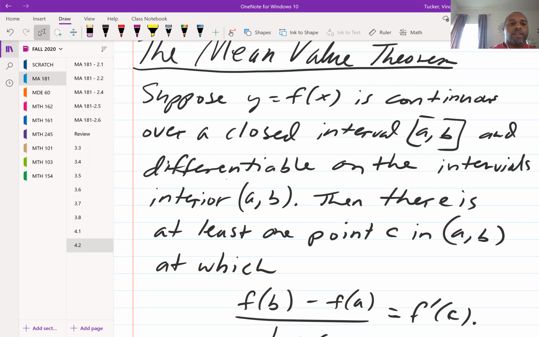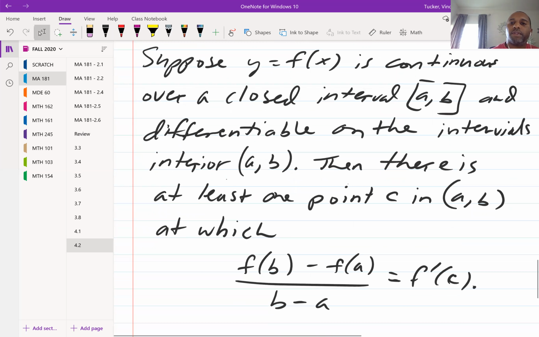All right, the mean value theorem. Suppose y equals f of x is continuous over a closed interval and differentiable on the interval's interior, a b. Then there is at least one point c in a b at which f of b minus f of a over b minus a is equal to f prime of c.